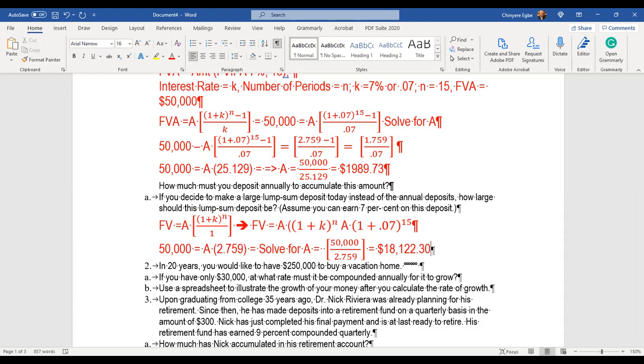So if you wanted to make a one-time lump sum payment today and simply forget it, and you look forward to your 7% compounded annually over 15 years, you would make a lump sum deposit of 18,122 today. In 15 years, you will have $50,000. That's it. Okay. Now, that is the way I want you to present this problem.